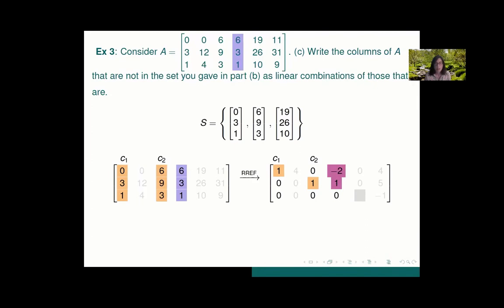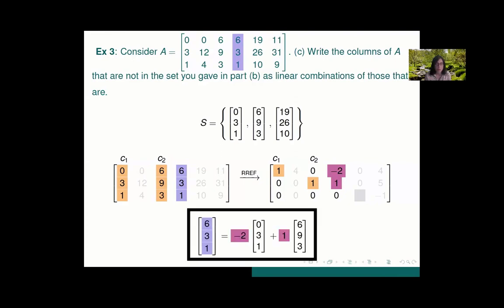Now, let's think about writing the fourth column, 6, 3, 1, as a linear combination of the linearly independent columns that come before it in the matrix A. I'm trying to solve the system C1 times the first column of A plus C2 times the third column of A, both in orange, equal to the fourth column of A in blue. I don't need to worry about the second column of A because it isn't in my linearly independent set, so I've grayed it out as well. The reduced row echelon form says C1 is -2 and C2 is 1. Therefore, the fourth column of A is -2 times the first column plus 1 times the third column.